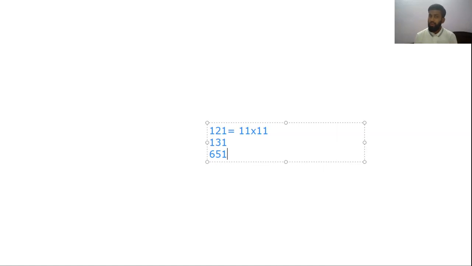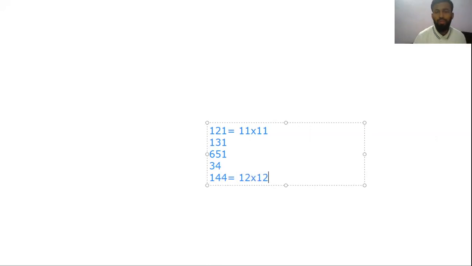The next two numbers again end with 1, but they are not perfect squares, right? So this is the rule. Similarly with other digits, like 4: any number that ends with 4, like 34, is 100% not a perfect square, but take 144. 144 can be written as 12 into 12. So 144 ends with 4 and is a perfect square. 34 also ends with 4 but is not a perfect square, right?